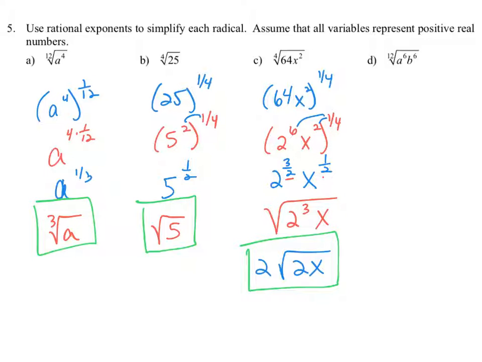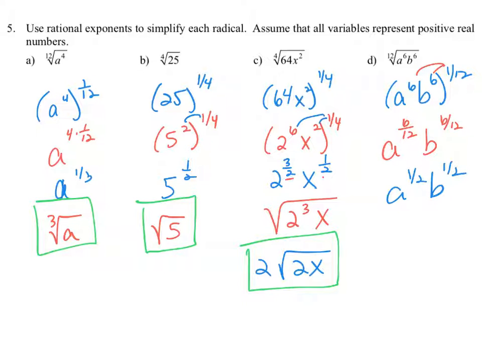In example D, we have the 12th root of the quantity a to the 6th, b to the 6th. So we can write this as a to the 6th, b to the 6th, all to the 1/12th exponent. And then we can share that exponent to get a to the 6 times 1/12th, a to the 6/12th, which is going to reduce to 1/2, and b to the 6/12. So these will both simplify to a to the 1/2 and b to the 1/2. So then we can write our answer as the square root of a times b.